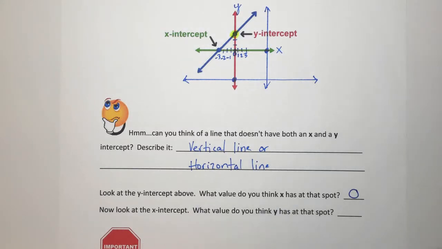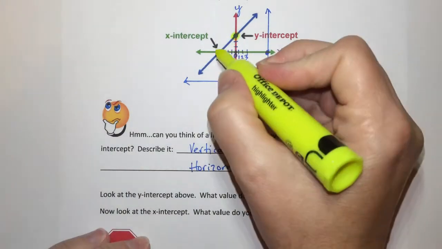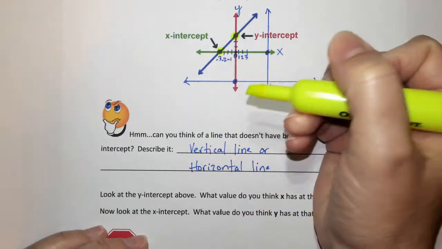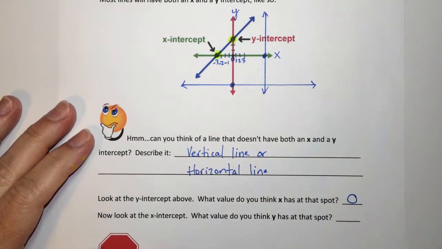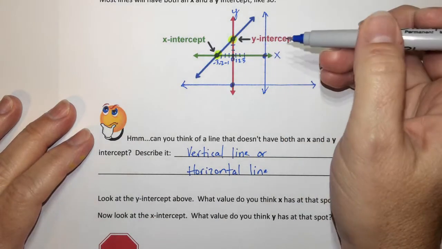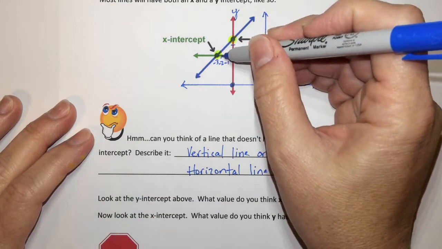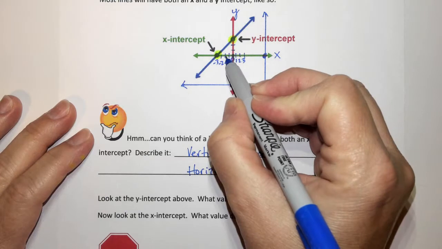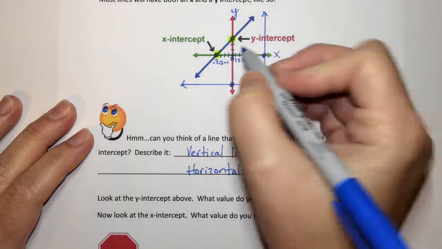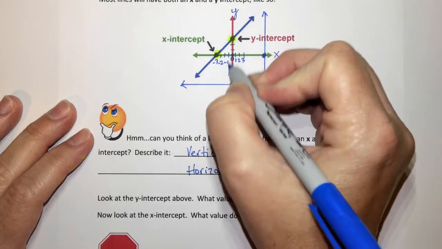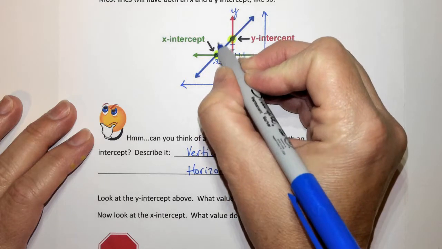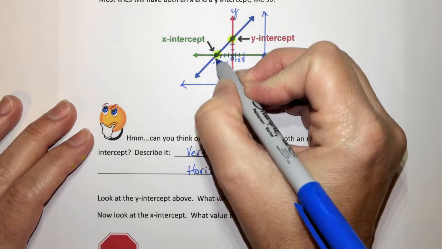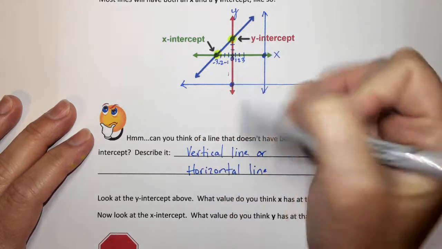Now look at the x-intercept. Let me highlight the original one right here. What value do you think y has at that spot? Well, it's the same thing here. The x is going to be a number, maybe a negative 1, 2, 3, 4. But the y is going to be a 0. This point here doesn't go up into the positive y values, and it doesn't go down into the negative y values. It stays here at the origin.